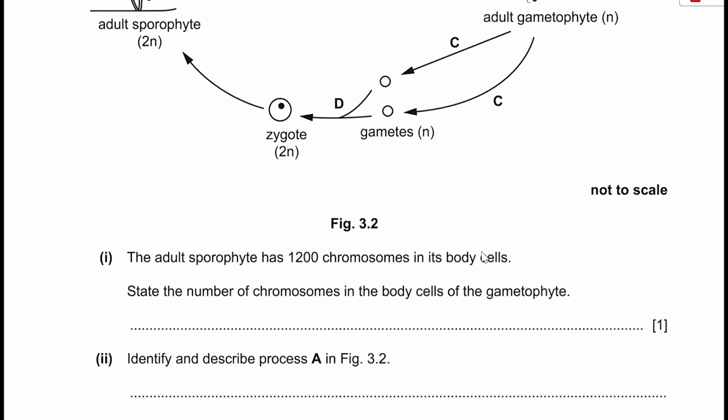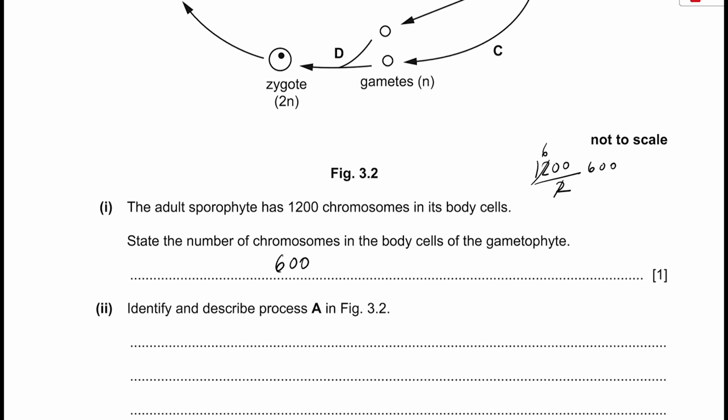To get the number of chromosomes in the adult gametophyte, it is equivalent to saying 1,200 divided by 2. When we simplify this, it gives us 600. So the number of chromosomes in the adult gametophyte will be 600.